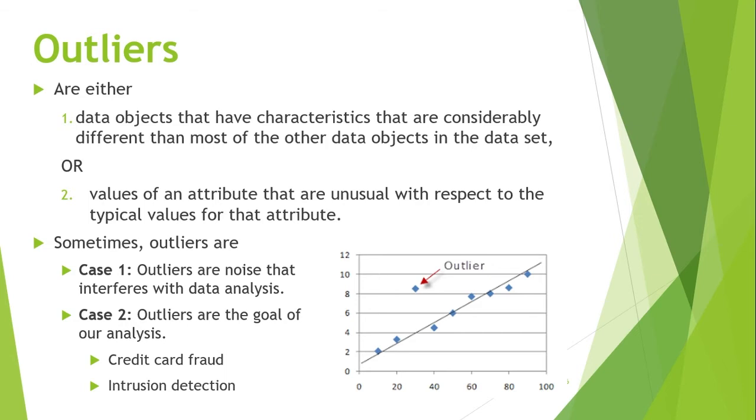Now, sometimes outliers are noise that interferes with data analysis. Okay? Or sometimes, outliers are the goal of our analysis. Okay lang ba yan? Okay. Example natin sa fraud and network intrusion detection. The goal is to find unusual objects or events from among a large number of normal ones. Ngayon, syempre, yung unusual objects, yun yung hahanapin mo. Yung sa case 2, kung yung unusual objects ang hahanapin mo, ibig sabihin siya yung goal of our analysis.